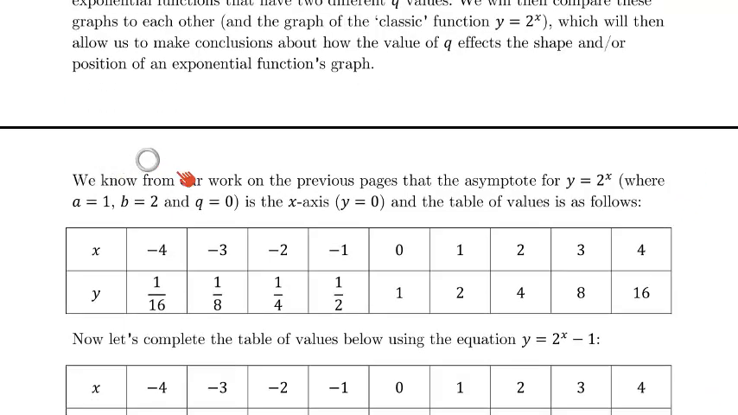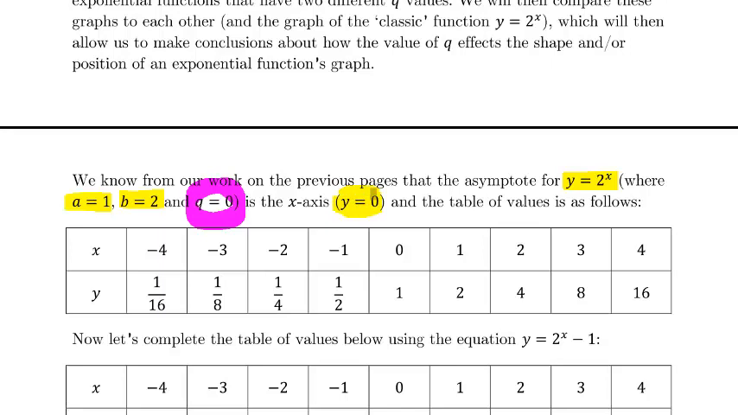Now, we know from our work on the previous pages that the asymptote for y equals 2 to the x, this is the classic, where a is equal to 1, b is equal to 2, and very importantly now, q is equal to 0, is the x-axis. In other words, it is y equals 0.